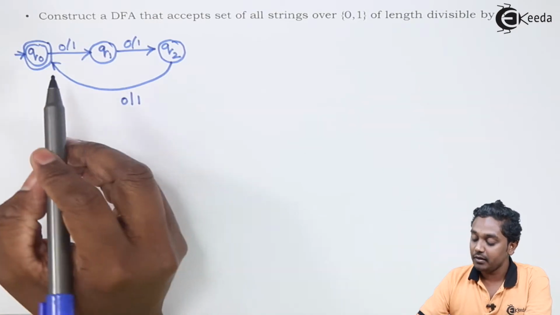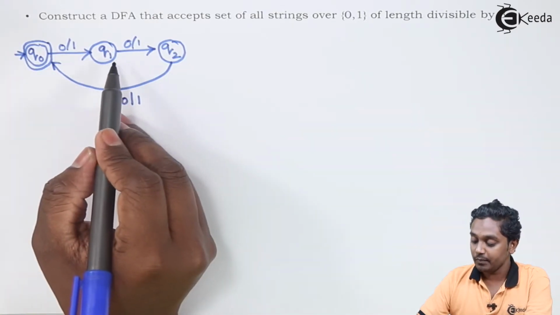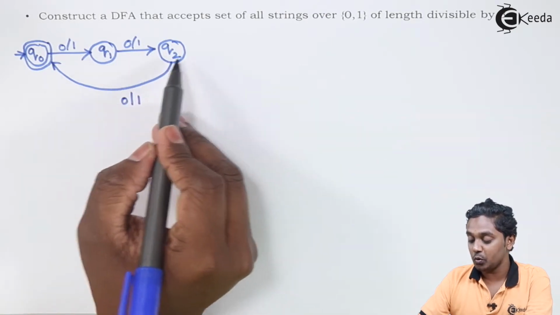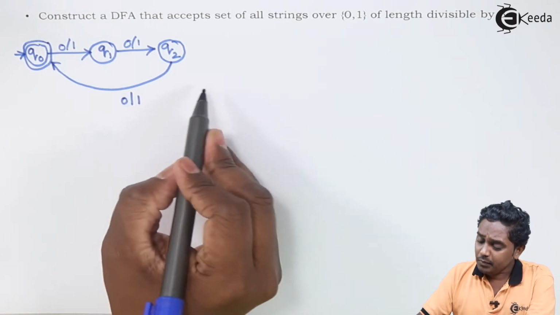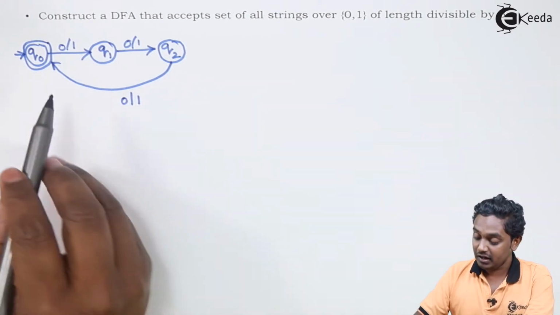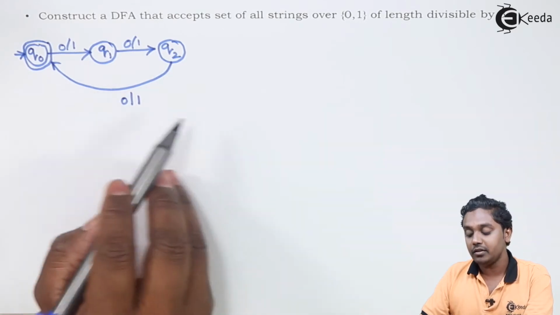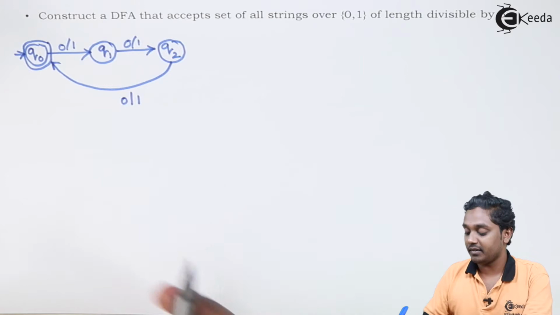Let's say 1, 1. If you run 1, 1, Q0 will have a transition to Q1. Next 1 will have a transition to Q2, and Q2 is non-final, so 1, 1 is rejected. So this is doing the exact job which is expected to be done. That is, it is accepting all strings of length divisible by 3. It is rejecting all strings whose length is not divisible by 3.